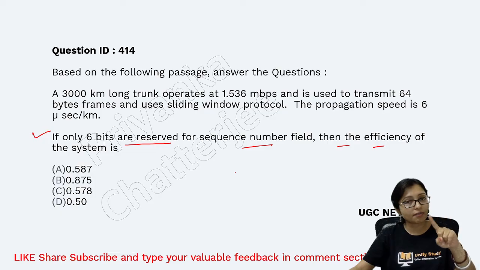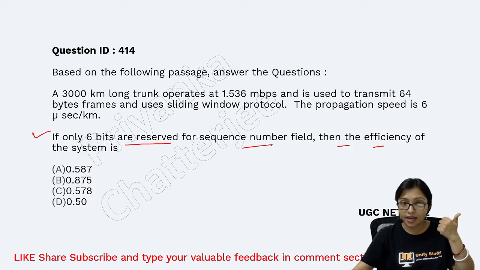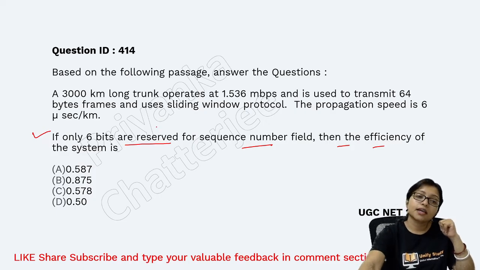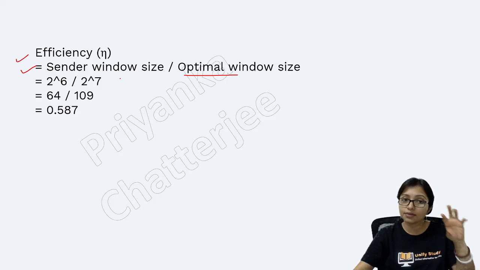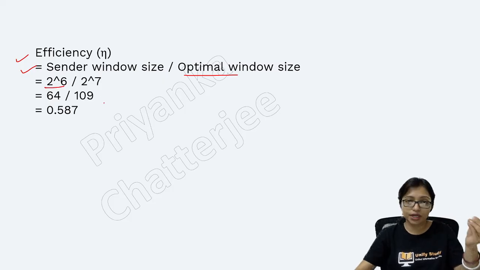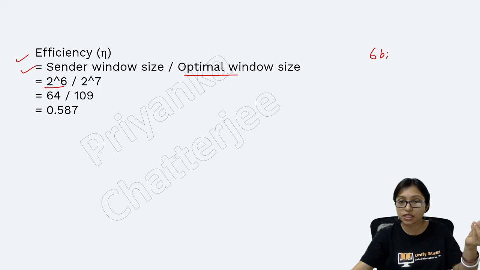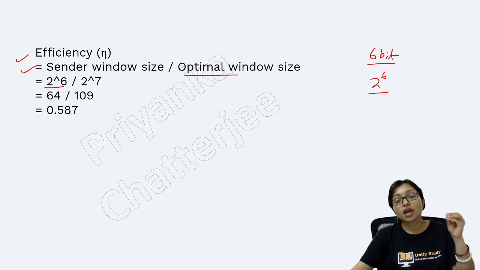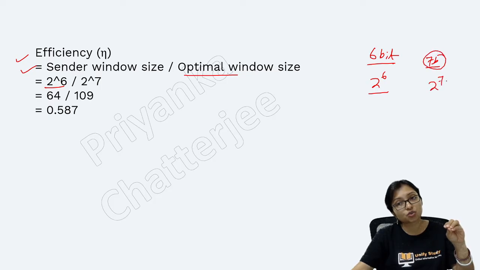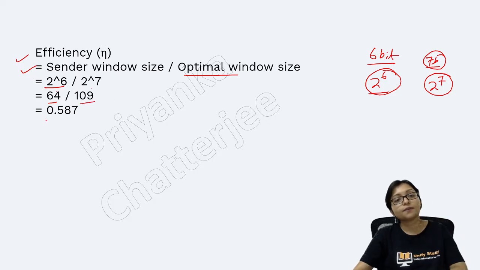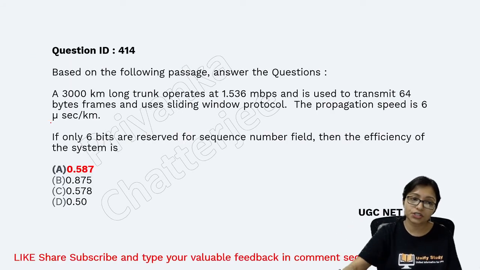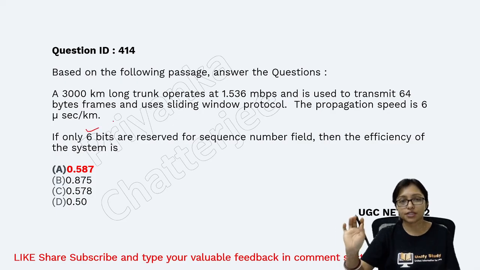Efficiency was actual work by total work. Yes. Here the answer is efficiency is sender window size divided by optimal window size, meaning what I am actually giving. 6 bits means the size is 2 to the power 6, and originally 7 bits, meaning the size is 2 to the power 7. So 2 to the power 6 by 2 to the power 7, that is 64 by 109. Your answer will be 0.587. That will be the efficiency if I am allocating 6 bits.